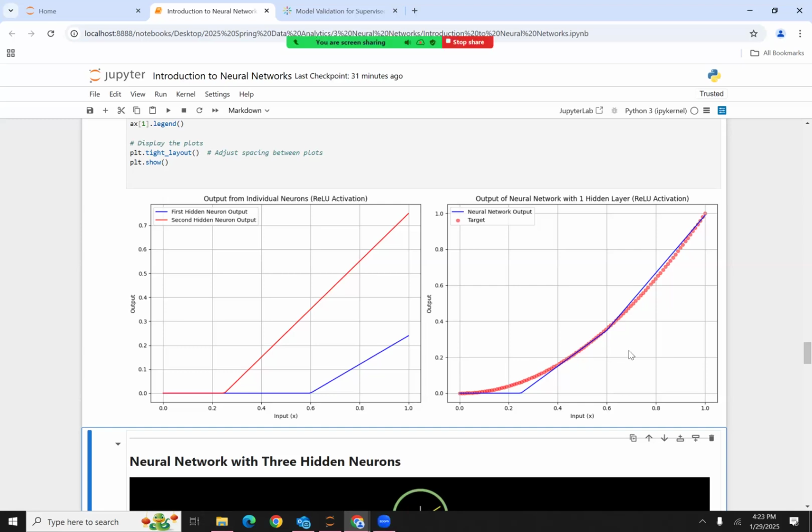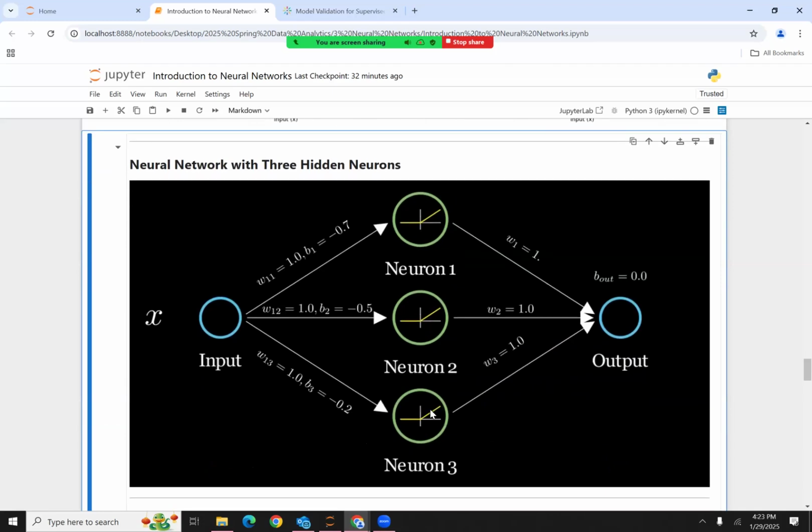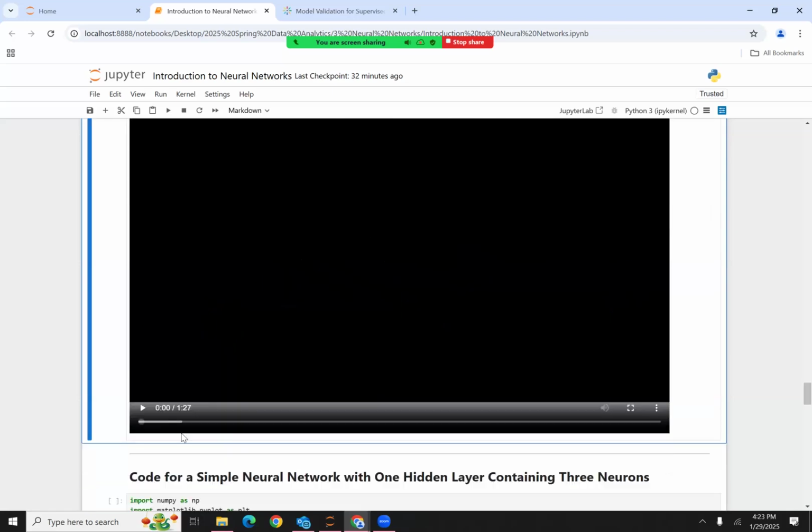Well, if two neurons helped us to match the data pretty well, what can three neurons do? So if you have three hidden neurons in the hidden layer, and the corresponding weights going to neuron 1, the weights and the biases going to neuron 2, and the weight and the bias going to neuron 3, and then the weights coming out from there into the output with the corresponding bias, as well as the activation functions in the hidden layers. Let's see what we can do with this. So we're going to play another video.